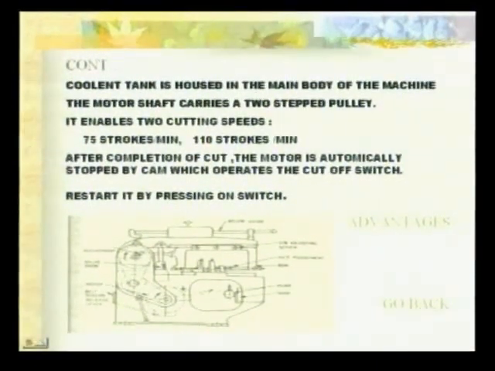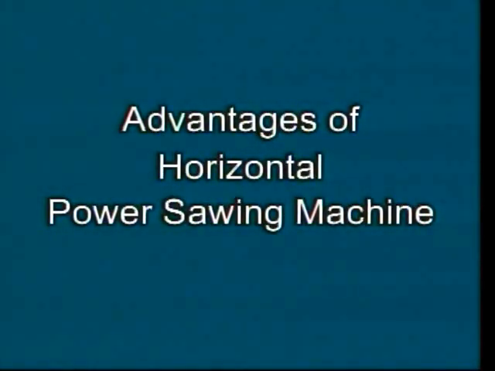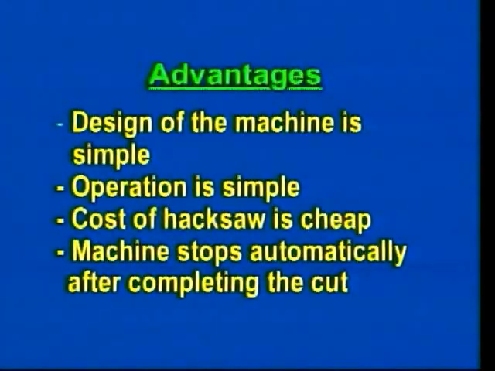Now let us discuss the advantages of horizontal sawing machine, that is power sawing machine. Design of machine is simple when compared to other sawing machines. Operation of this machine is simple compared to other power sawing machines. Cost of hacksaw blade is cheap. Machine stops automatically after completing the cut.